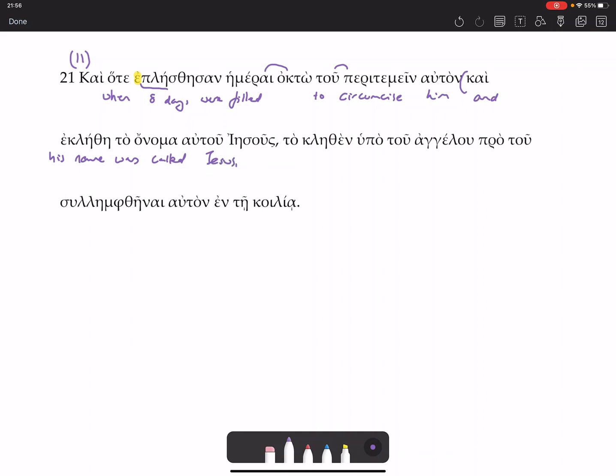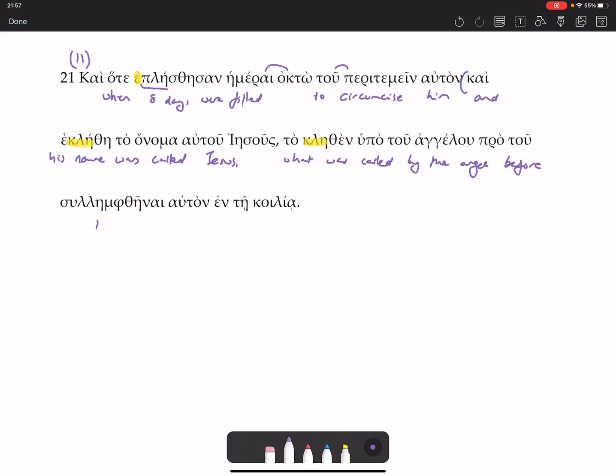To klethen, and that's your kle root, just like you just had, but in the aorist passive participle. The thing called, what was called by the angel, hypo tou angelou. Pro, now this is before, plus a genitive gerund, tou sullemphthenai.